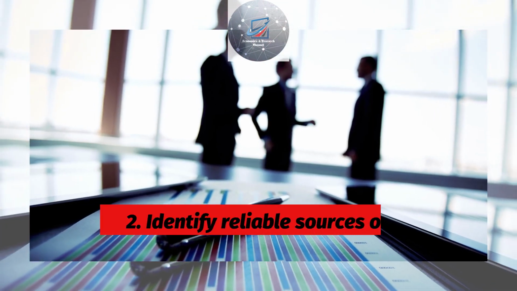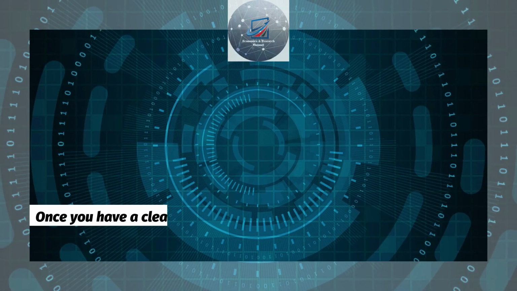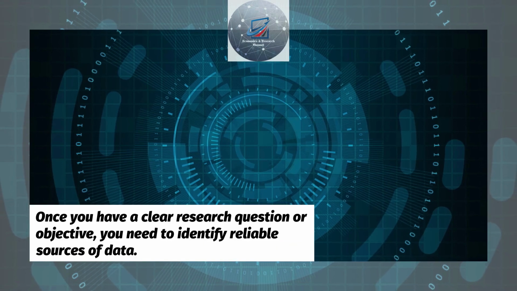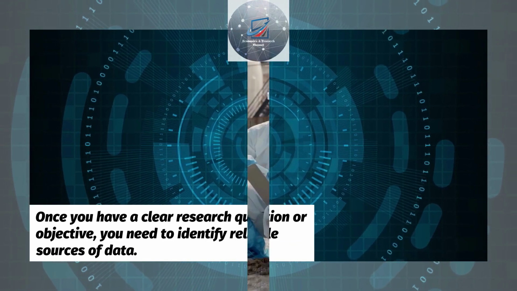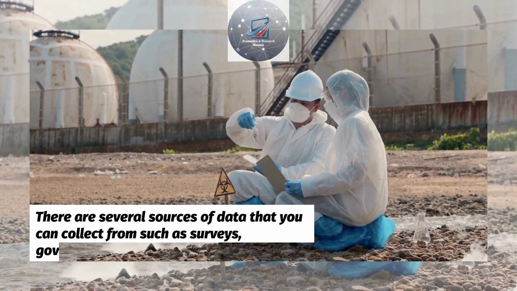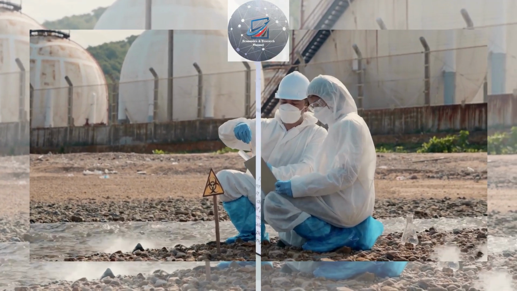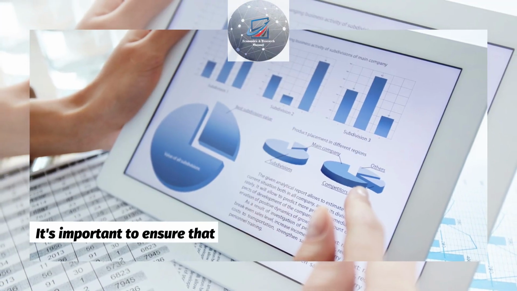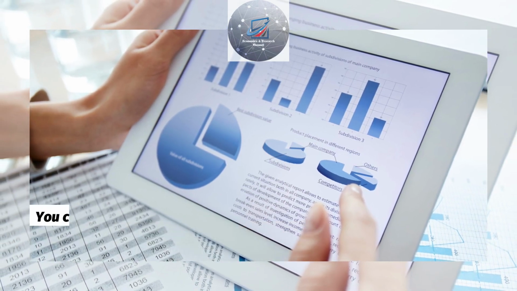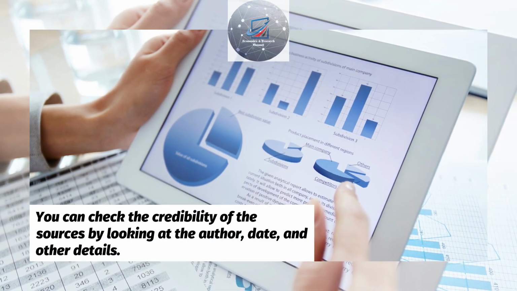2. Identify reliable sources of data. Once you have a clear research question or objective, you need to identify reliable sources of data. There are several sources of data that you can collect from, such as surveys, government statistics, or social media. It's important to ensure that the data you collect is reliable and accurate. You can check the credibility of the sources by looking at the author, date, and other details.